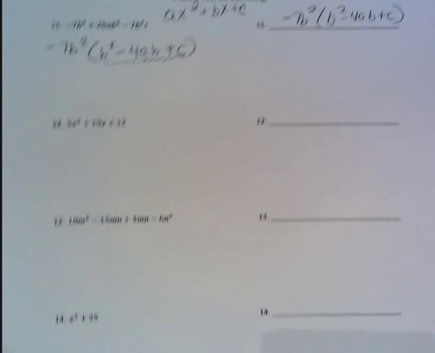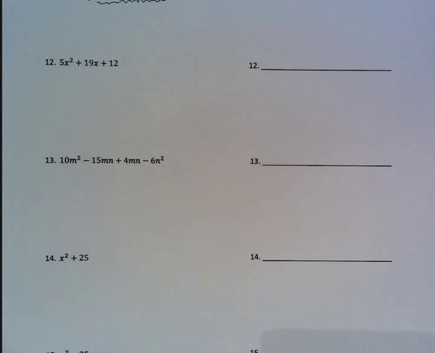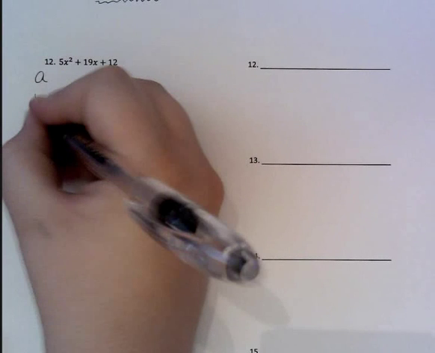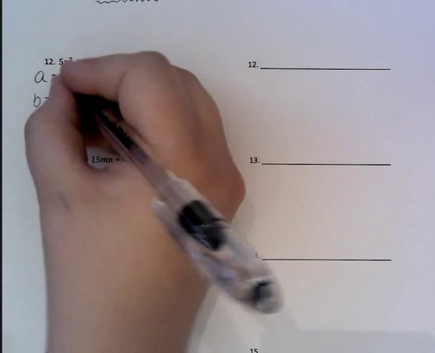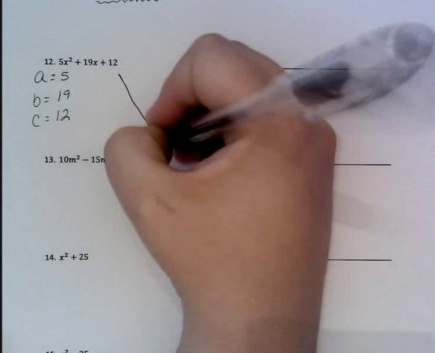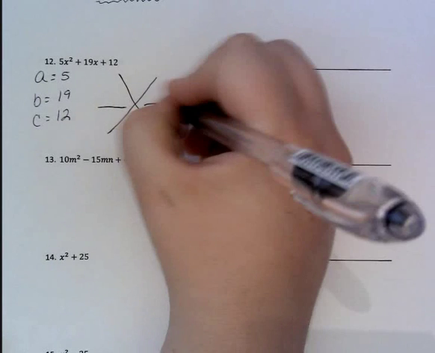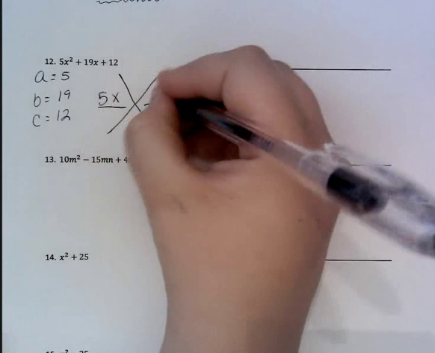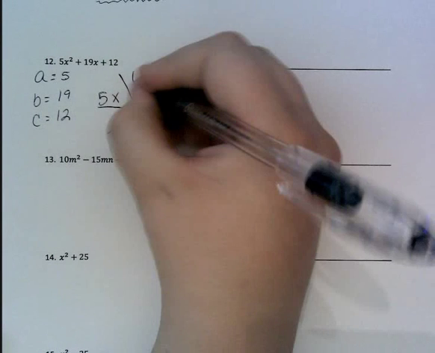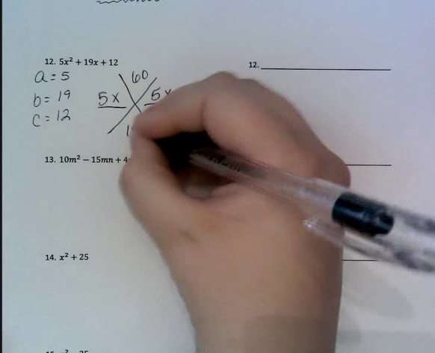Number 12, step 1 is to take out your greatest common factor. Since there is not a greatest common factor, we are going to look at how many terms we have. There are 3 terms, so we are going to use our AC method. A is 5, B is 19, and C is 12. So up top I have a 5x. Up here, A times C gives you 60. Down here is your B, which is 19.